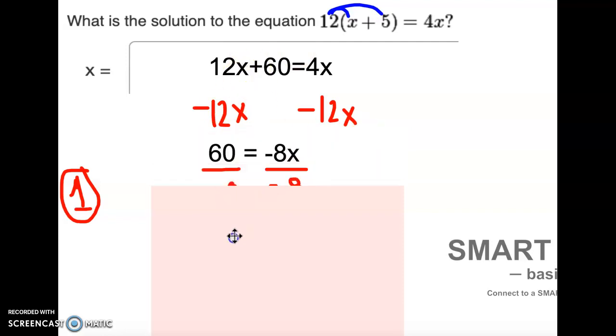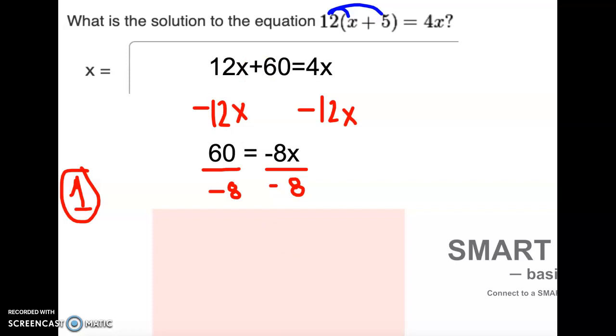When we do that, on the left we have 60, and on the right we have negative 8x. So our new equation is 60 equals negative 8x. Now if we look at that negative 8x, that is negative 8 times x. So the inverse of multiplication is division. So to undo multiplying by negative 8, we're going to go ahead and divide both sides of the equation by negative 8. Because whatever we do to one side of the equation, we have to do to the other side.